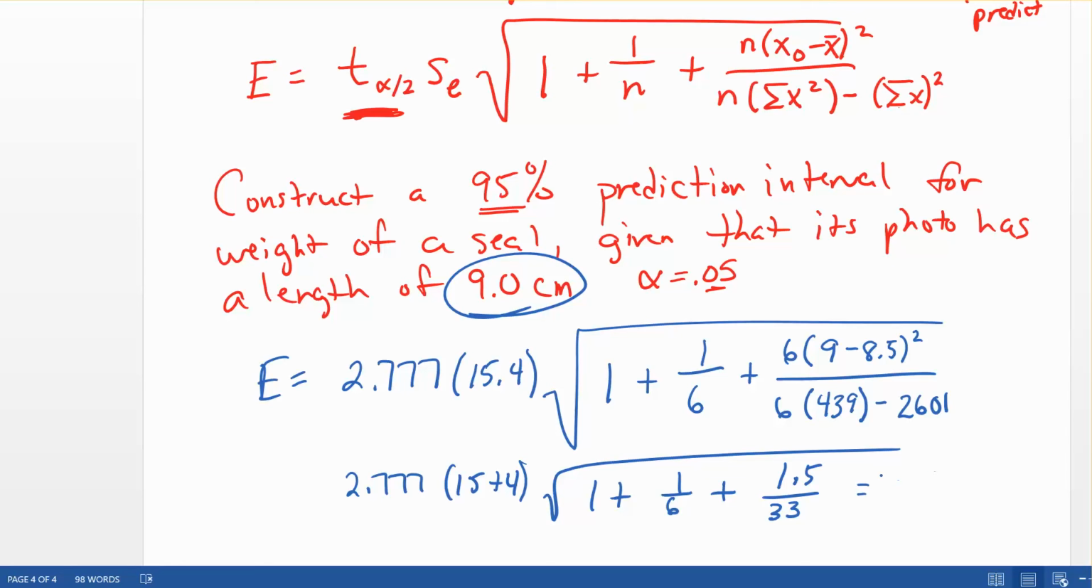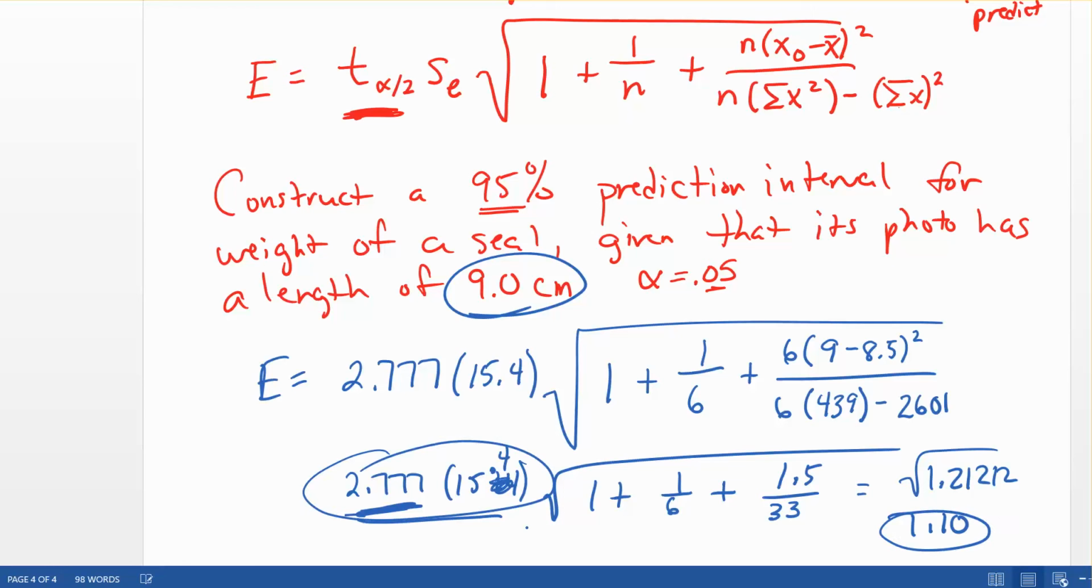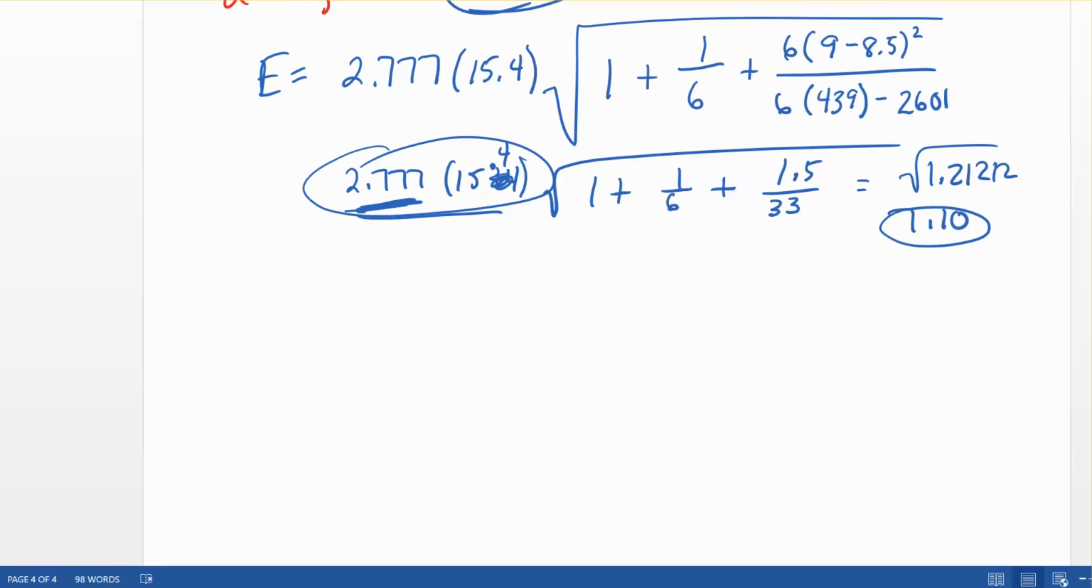And I'm going to go ahead and just simplify under the radical. This would simplify to 1.21212, and the square root of that is 1.1. So we have 2.777 times 15.4 times 1.1. We're going to multiply these three things together. And when we do that, we get 47.08. That is our margin of error.